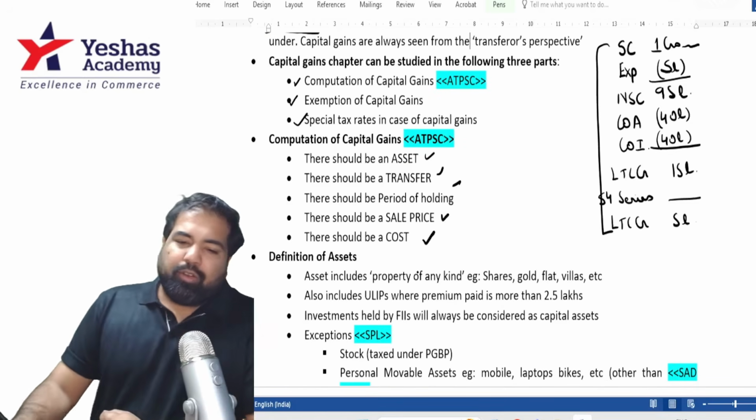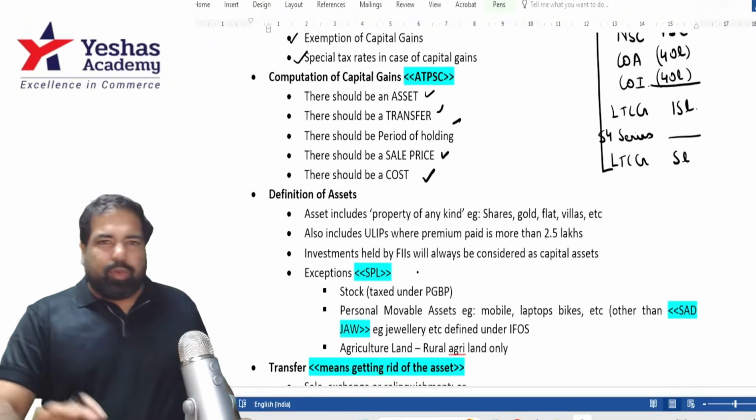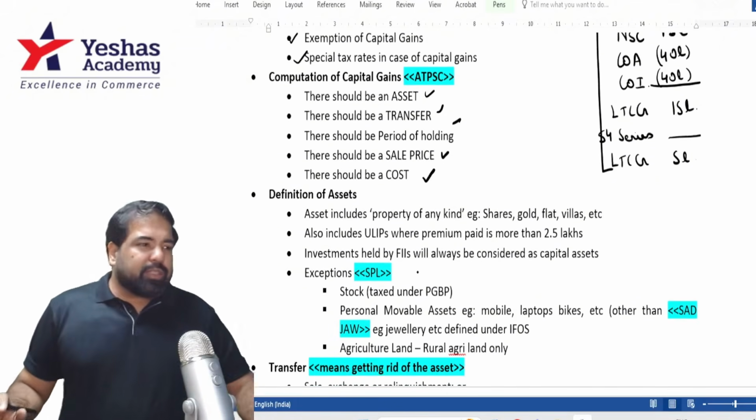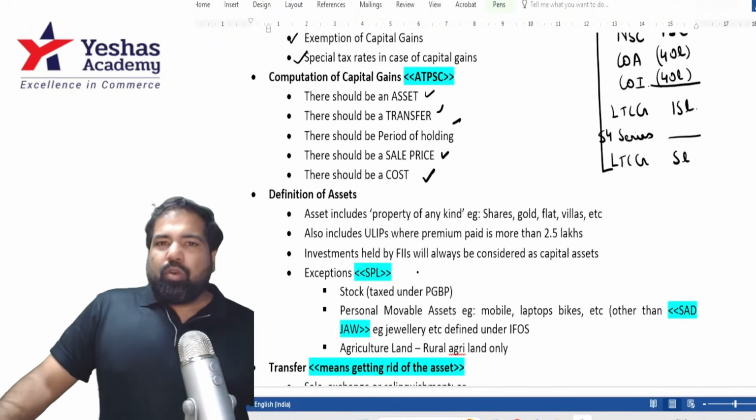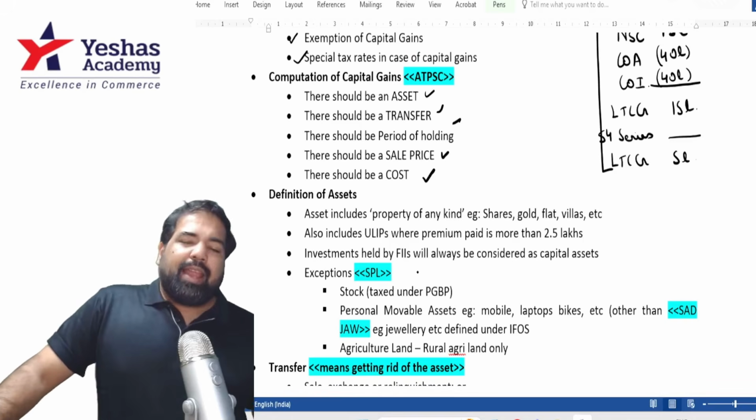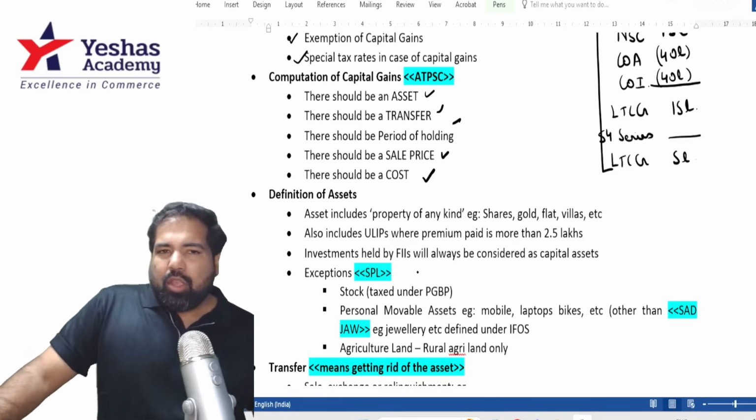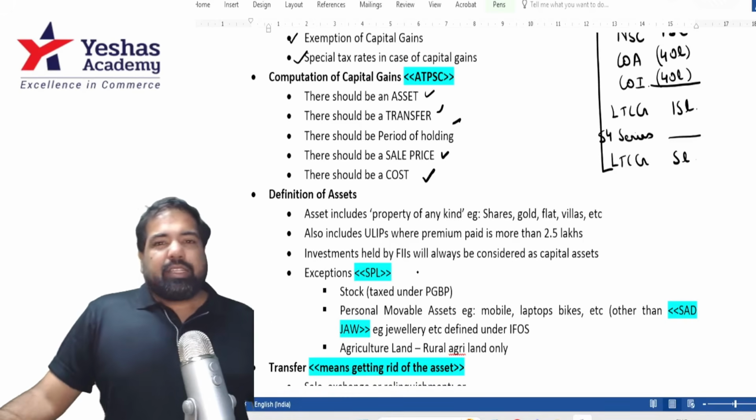This is something that we already know. Let's move ahead. What is the definition of assets? We don't need to go into the technical definition. Just that any asset that you see, like gold, silver, diamonds, land, shares, house, office, all these are assets. But assets is property of any kind.